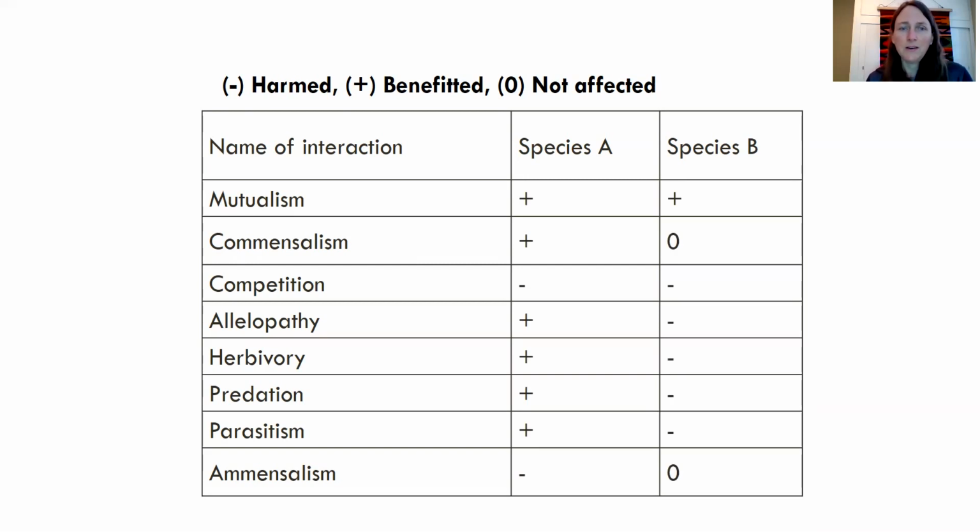So here you can see there are lots of different ways to be positive, negative. Oh, one I didn't really talk about much, you probably had to look it up, was allelopathy, but that's when plants produce toxins that prevent herbivores from chewing on them. I should have mentioned that.